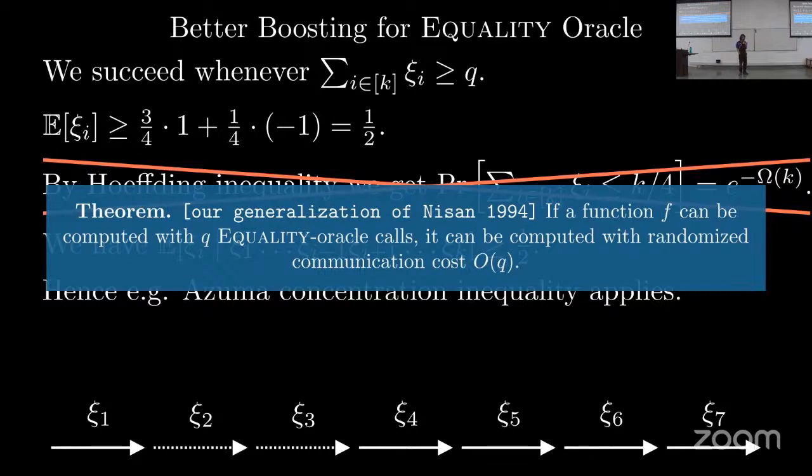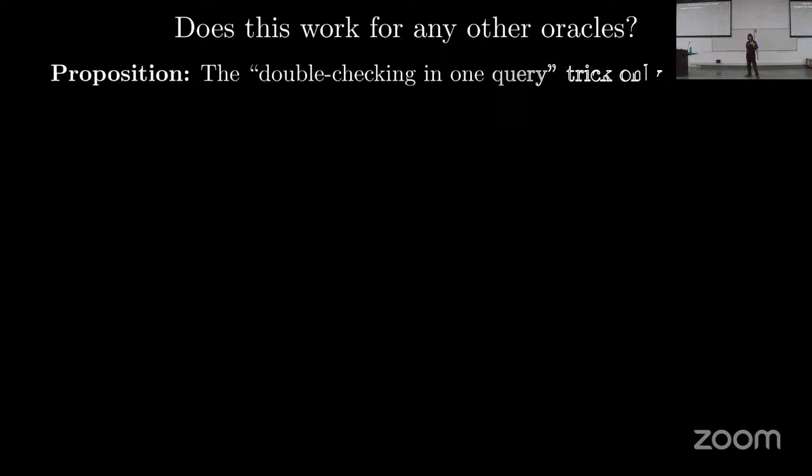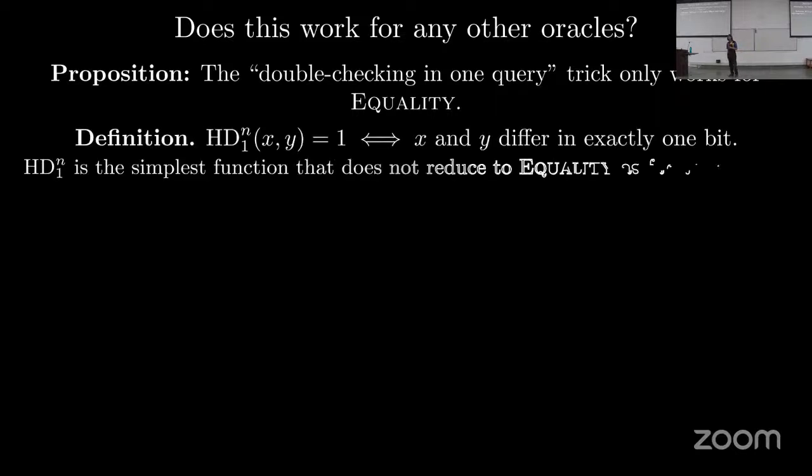Okay, the main question of our work is not that, it's what happens for other oracles. Can we do it for something else, not equality, in the communication setting? The first thing we show is that the same exact protocol only works for equality. It's not hard to see that it fails for any other function, basically because you can double check several instances of it with a single query. I think it's a nice exercise, so I will not comment much.